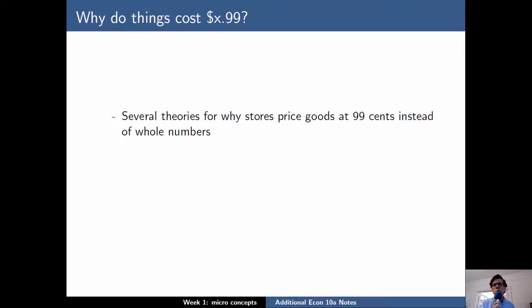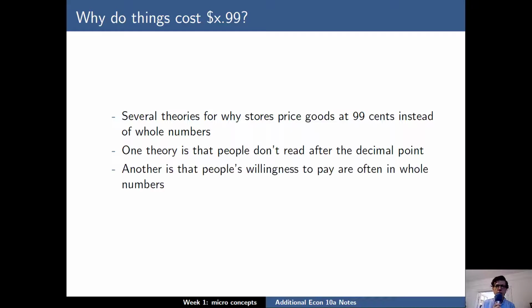First, why do things cost 99 cents? Why aren't things priced in whole dollars very often? There are several theories for why stores might do this. The most common theory is the inattention theory, that people would not read after the decimal point in prices. So they're only fixated on the dollar amount and not the cents amount. So stores maximize their revenue by adding on things after the decimal point.